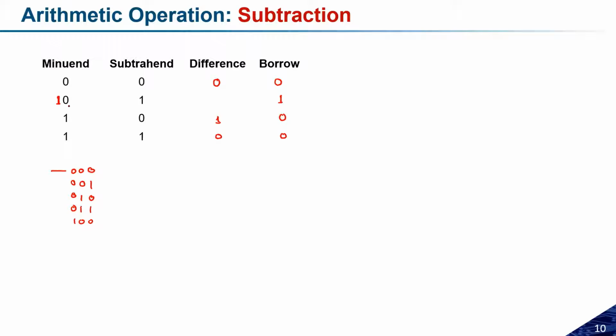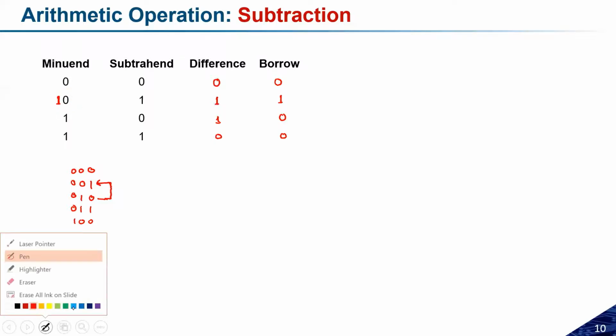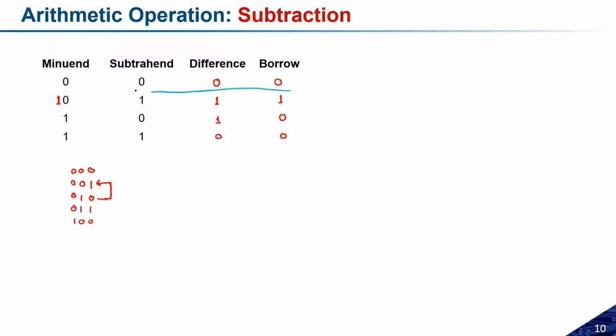Because I have to subtract, if I have borrowed, then it will become 10, and if I'm decrementing 10 by 1, then the number will become 1. So the difference will become 1, and because we have taken a borrow, the borrow will become 1. So this is how we can do the subtraction operation. In this particular case, the second one is something different that we should understand. This is the important condition that we have to consider.